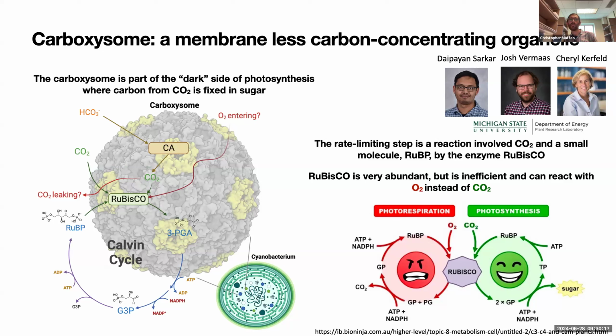So there's a lot of interest in this system, because it's where the rate limiting enzyme for the Calvin cycle is concentrated. And if you can improve the process somehow, then you might be able to create better biofuels and that sort of thing. Maybe help sequester carbon better as well. So there's some interest in this system for those reasons.